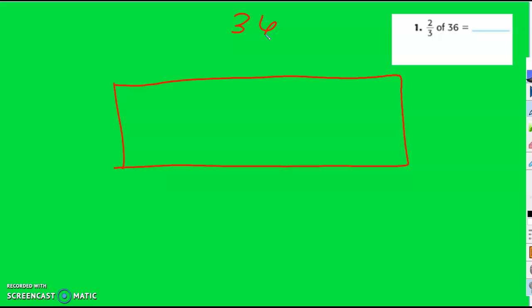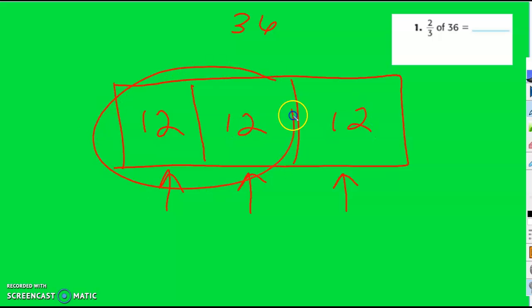All right, let's look at another one. 2/3 of 36. So again, this whole bar is going to represent 36. I want 2/3 of it, so I have to cut it into thirds, and then I want 2 of them. If these are each thirds and the whole thing's worth 36, what is each section worth? Well, I know that 36 divided by 3 is going to be 12. So if each section is worth 12 and I want 2/3 of them, I know that 2/3 of 36 is going to be 12 and 12 more, so 24.